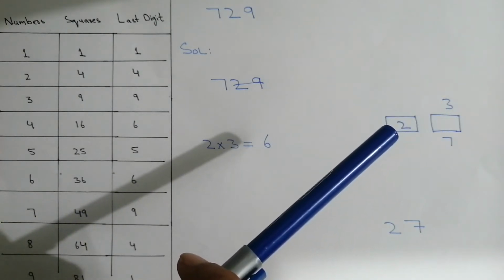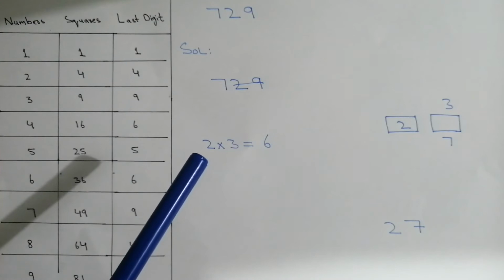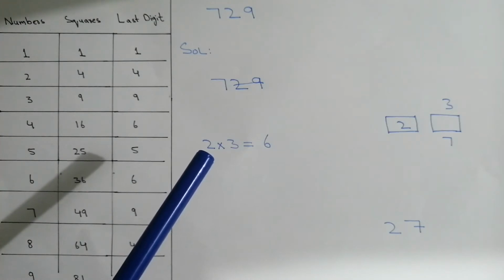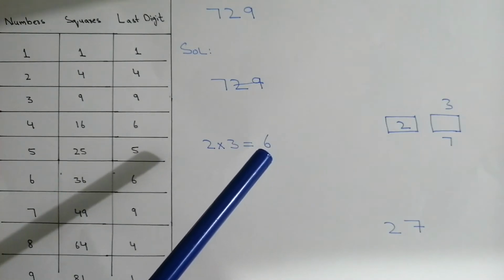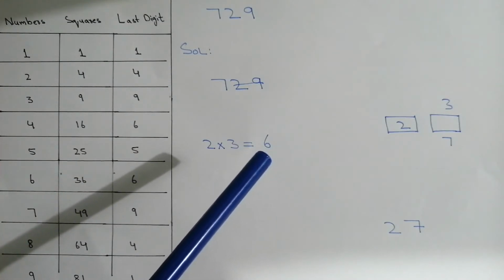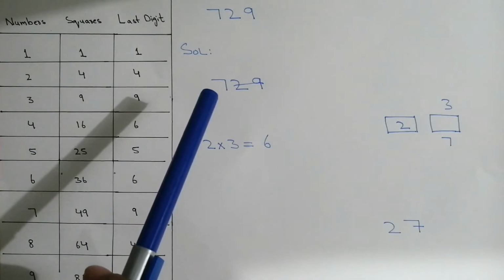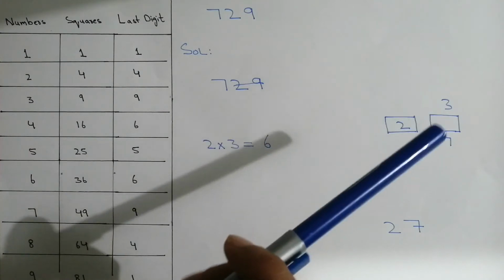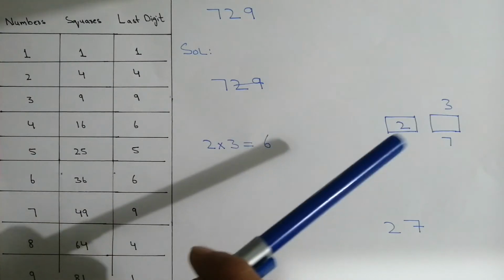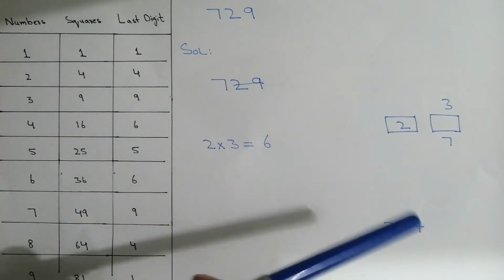So what we will do is take the first digit and multiply it with the number just after it. We know that the number just after 2 is 3. So 2 multiplied by 3 will be 6. Now 6 is less than 7, so we will take the greater number from these two. The greater number is 7. Our final answer is 27.